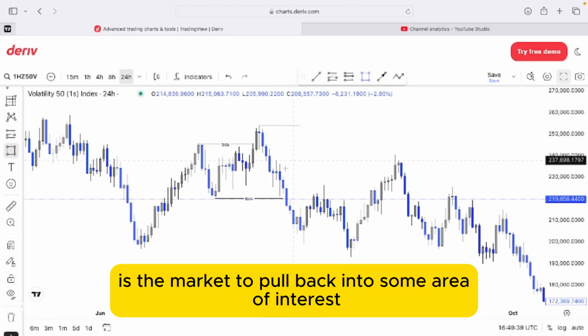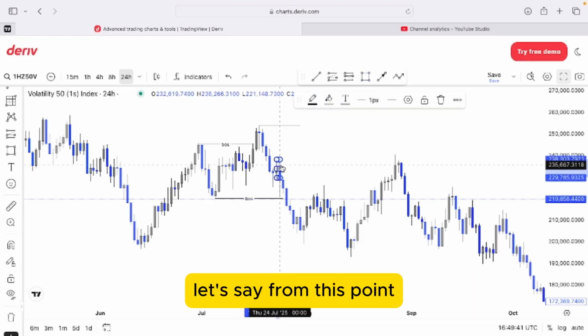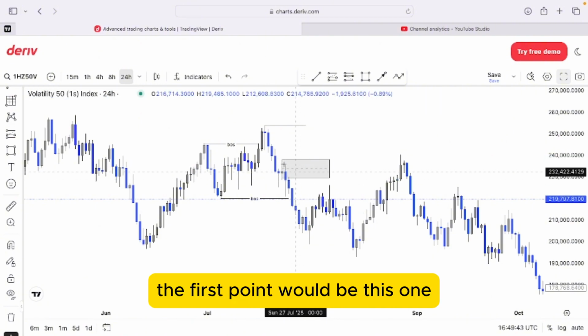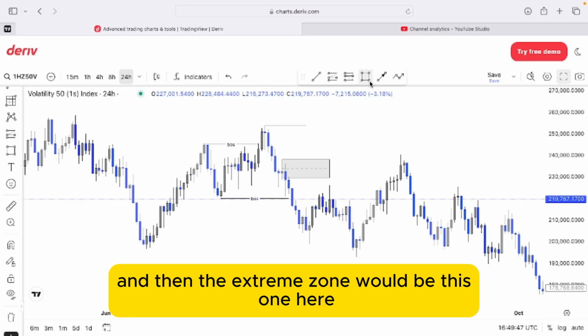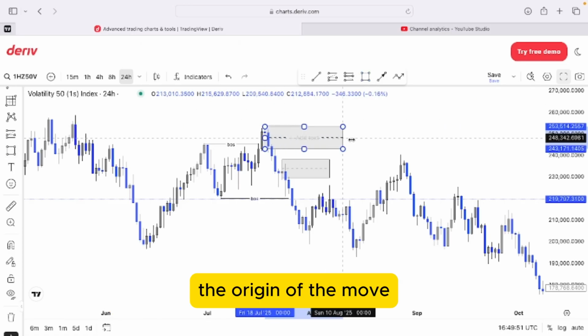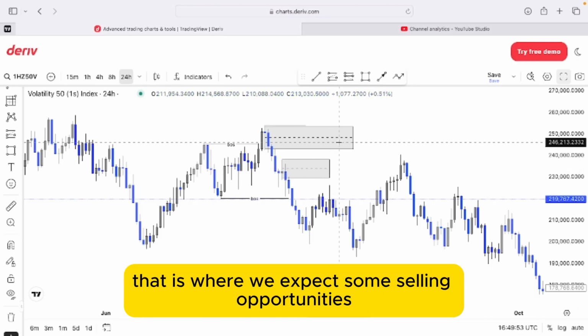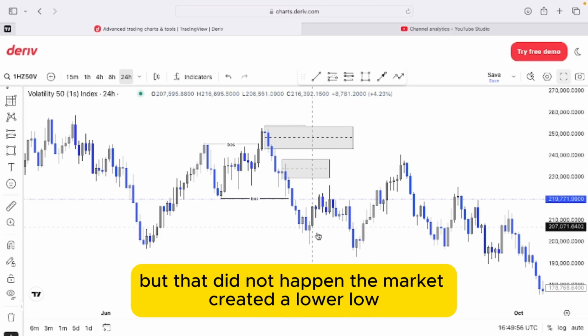into some area of interest. Let's say from this point, the first point would be this one, just because that is where we got the momentum to break structures. And then the extreme zone would be this one here, the origin of the move. That is where we expect some selling opportunities, but that did not happen.